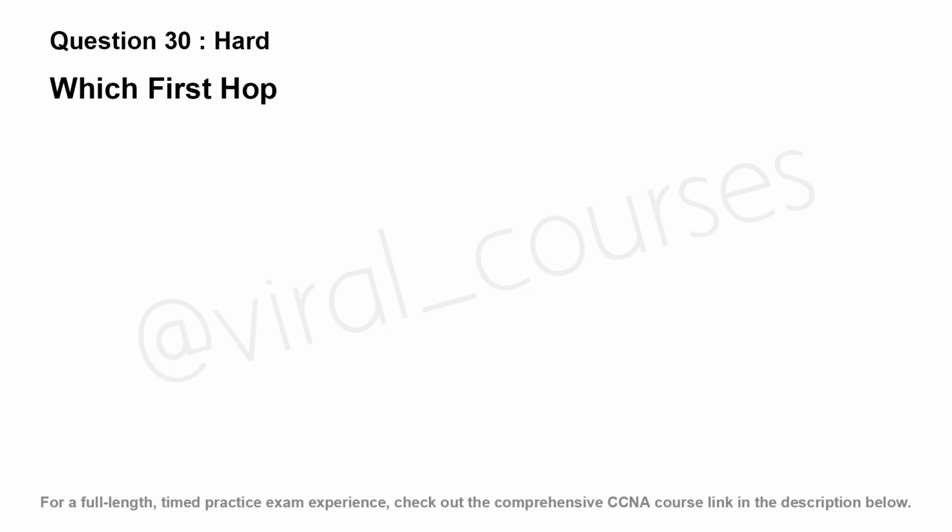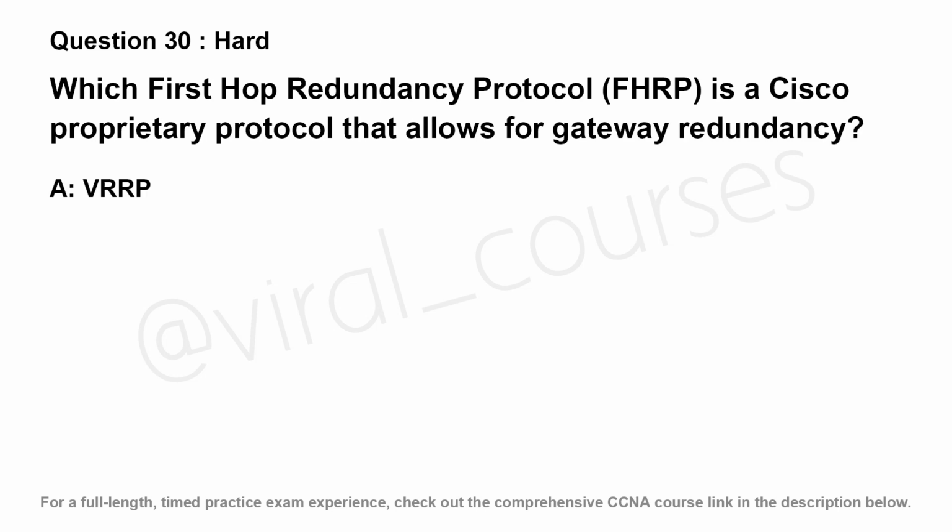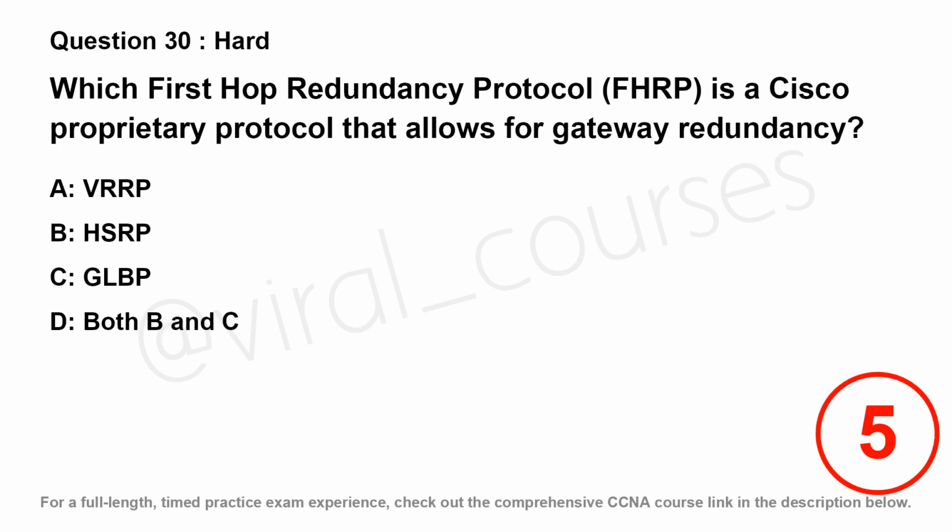Which first hop redundancy protocol, FHRP, is a Cisco proprietary protocol that allows for gateway redundancy? Option A, VRRP. Option B, HSRP. Option C, GLBP. Option D, both B and C.